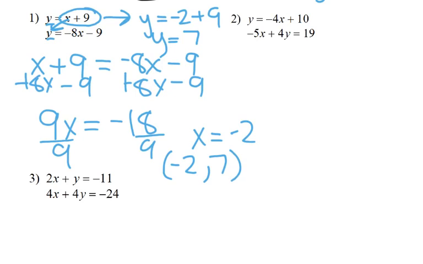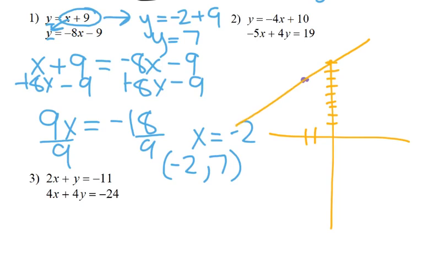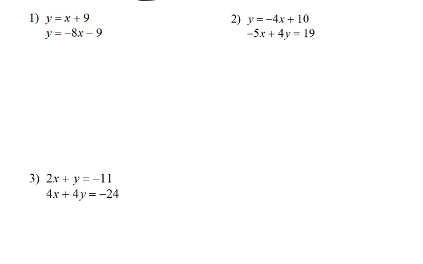Okay, so if we were to graph both of these, we'd have negative 2, positive 7 be right here. So I have one graph going this way roughly. The other one would be going like this. And so that's where they'd intersect. So this is just another way to take a look at that, okay? So let's see another example.